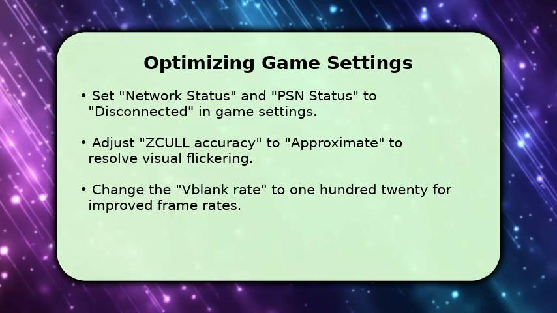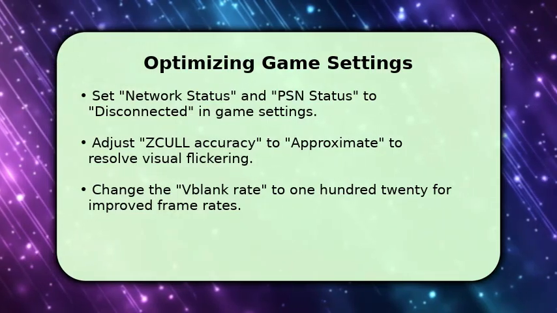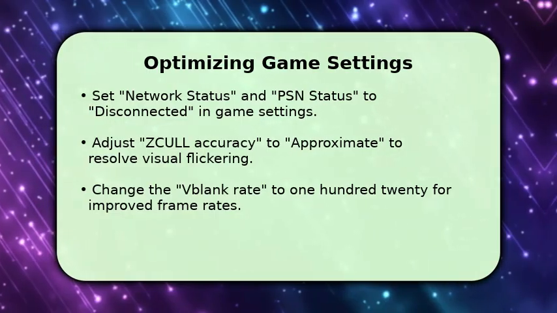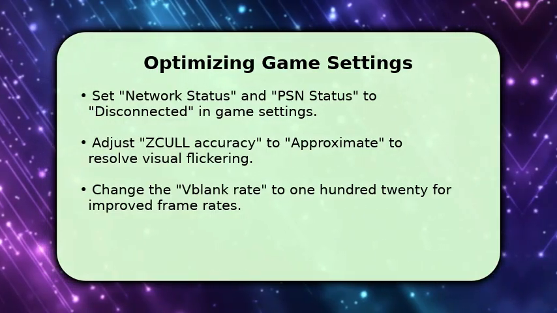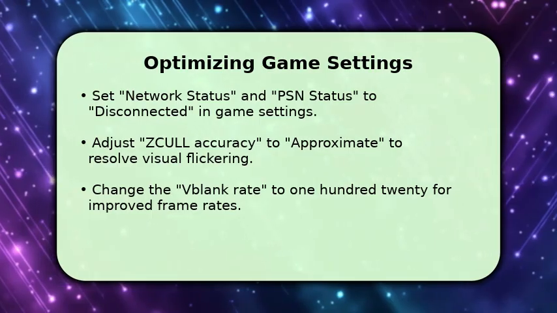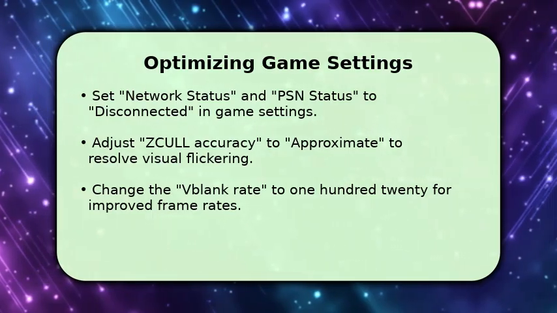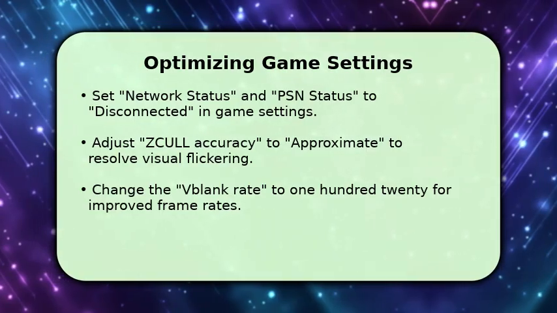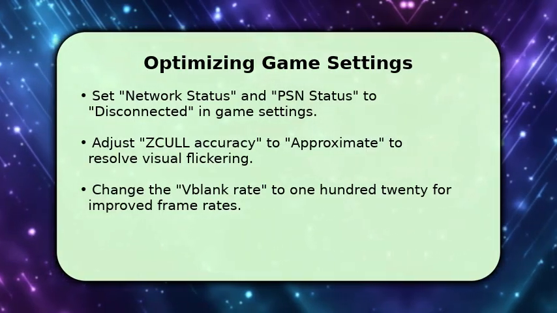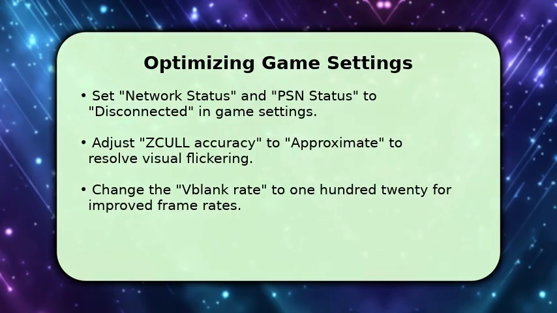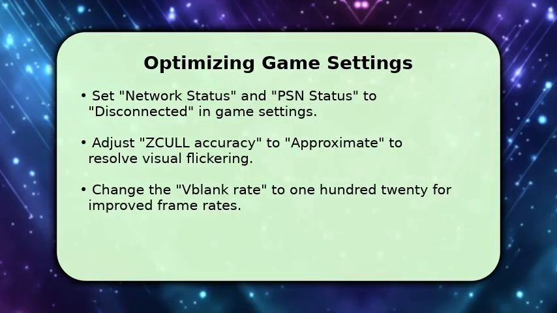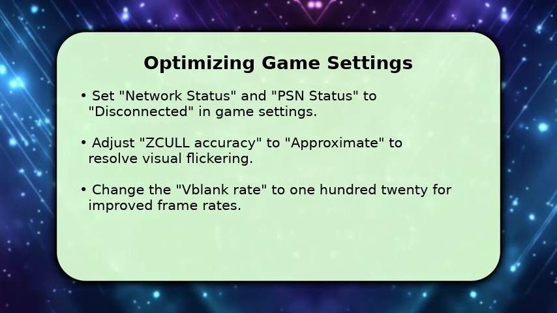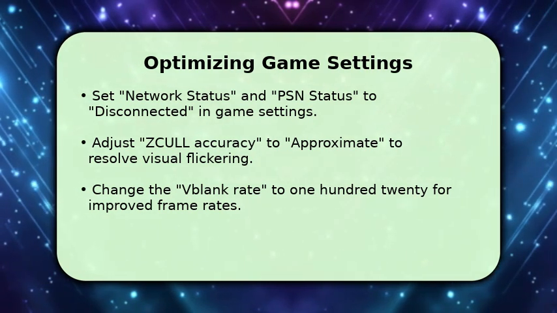For the best LEGO Dimensions experience, some specific RPCS3 settings are crucial. Right-click on the game in RPCS3 and select Change Custom Configuration. Under the Network tab, set both Network Status and PSN Status to Disconnected to prevent soft locks. In the GPU settings, change Z-Cull accuracy to approximate to fix flickering lights. Finally, adjust the V-blank rate to 120 for smoother gameplay and higher frame rates.